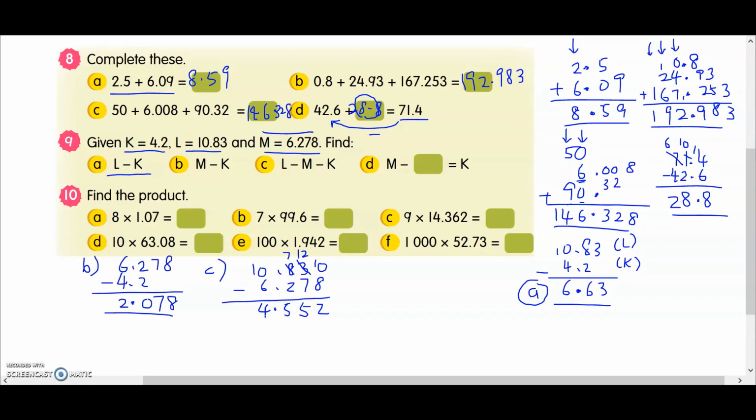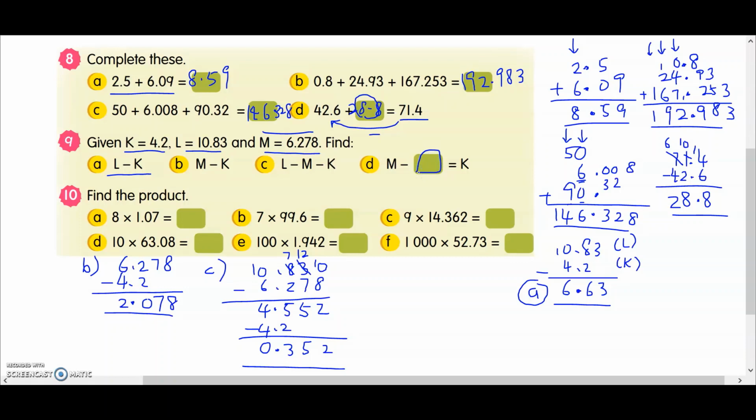And then you have to minus K. K is 4.2, so you minus 4.2. 2 minus 0 is 2. 5 minus 0 is 5. 5 minus 2 is 3. Decimal point, you copy. 4 minus 4 is 0. So the answer for C is 0.352.